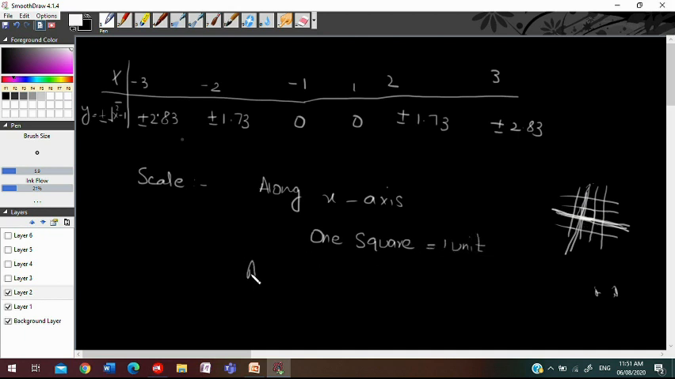And along the y-axis, 1 square is also equal to 1 unit. Sometimes you change the scale, meaning you can say 2 squares is equal to 1 unit, and you are taking 2 squares from this point to this point. But it is very easy when you take 1 square is equal to 1 unit at the x-axis, and similarly at the y-axis you also take 1 square is equal to 1 unit.